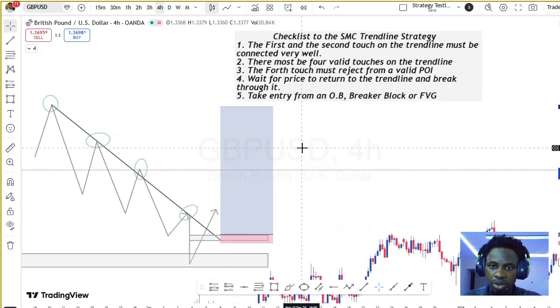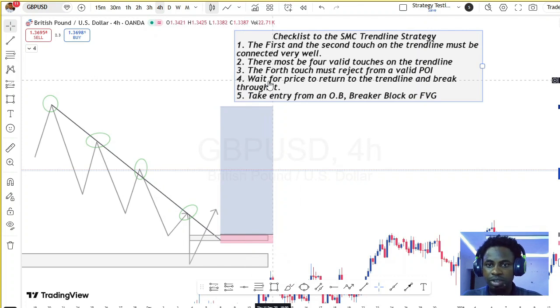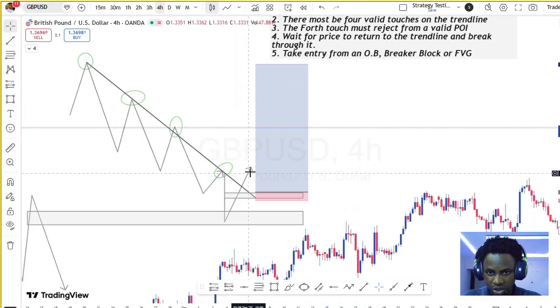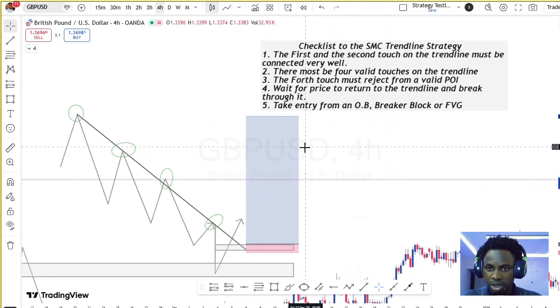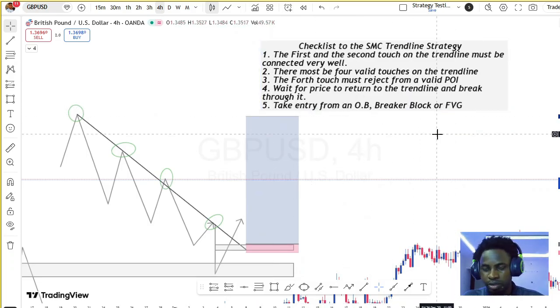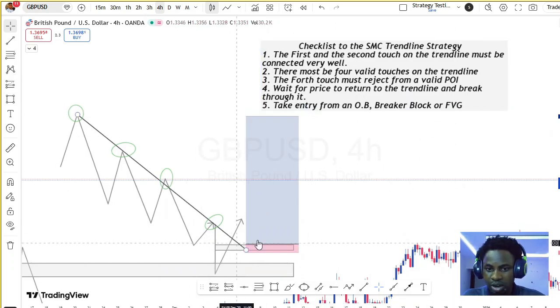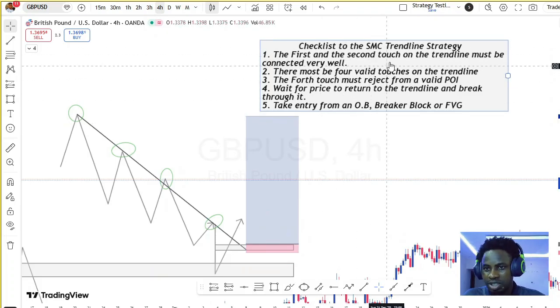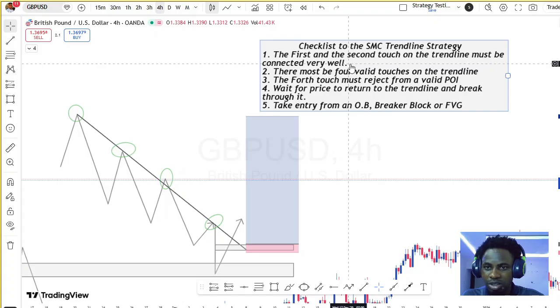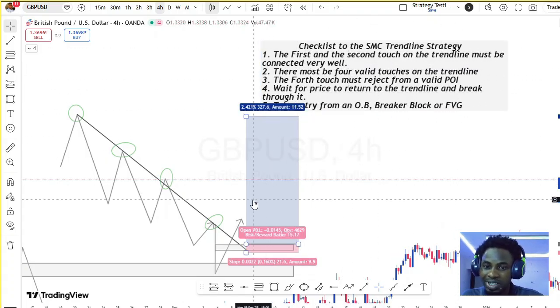And which leads us to the second one, since I've already talked about the first one, which is to wait for price to return to the trend line and break and retest, which is this fifth touch. Wait for it to return here, break it and retest it. Then take an entry from an OB, breaker block or FVG. Which is what I already explained here. So I've already explained all these five key points. We are going to go inside the live chart now and check each one of these to get in a trade.